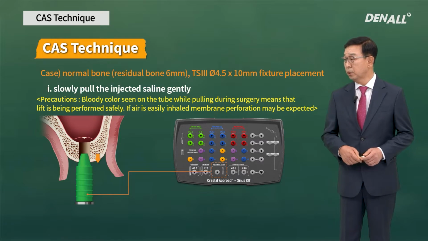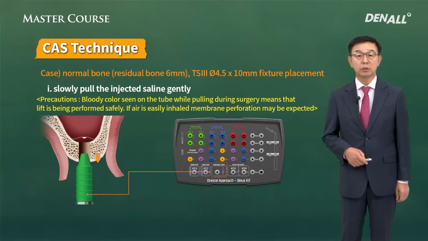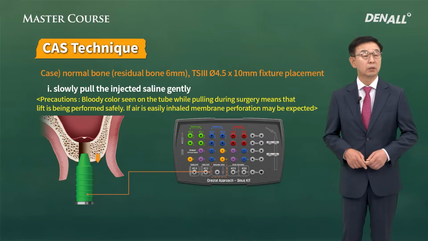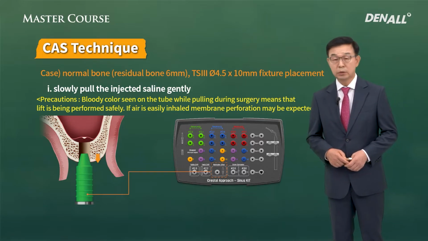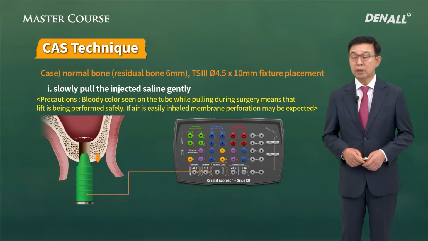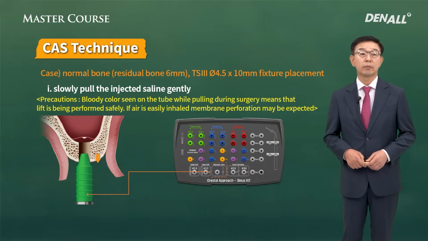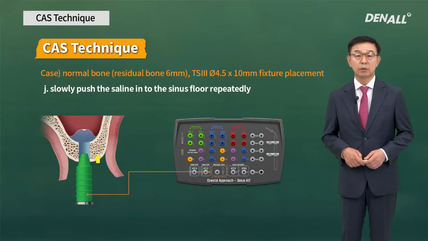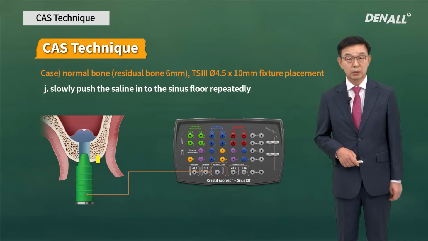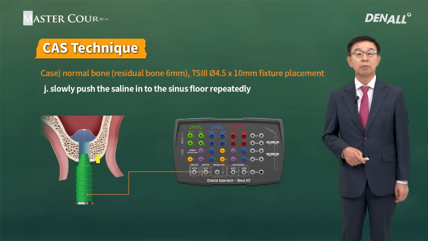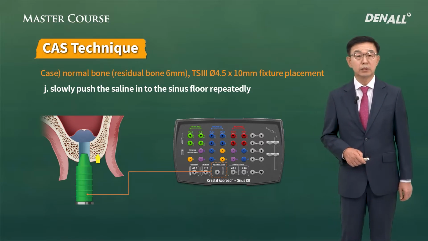However, if you withdraw excessively, and if it is excessively fluid, or if there's air, sinus membrane can be perforated, and therefore you need to pay attention. When you do hydrolift using CAS kit, you need to have patience. If you're a beginner, you need to gradually push and pull. Push the saline. At times, hydrolift can be done very easily. In other cases, that may not be the case. In the case of the latter, you need to have patience and push and pull repeatedly, gradually increasing the amount to do the hydrolift.